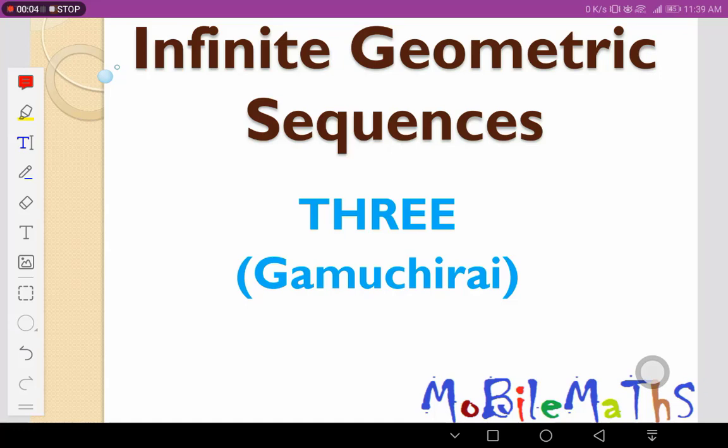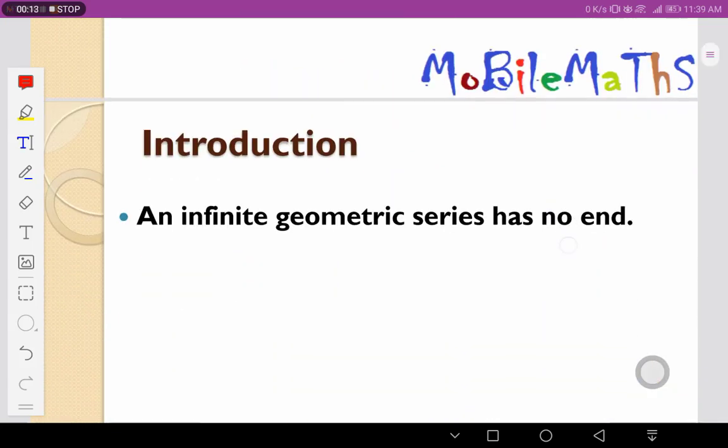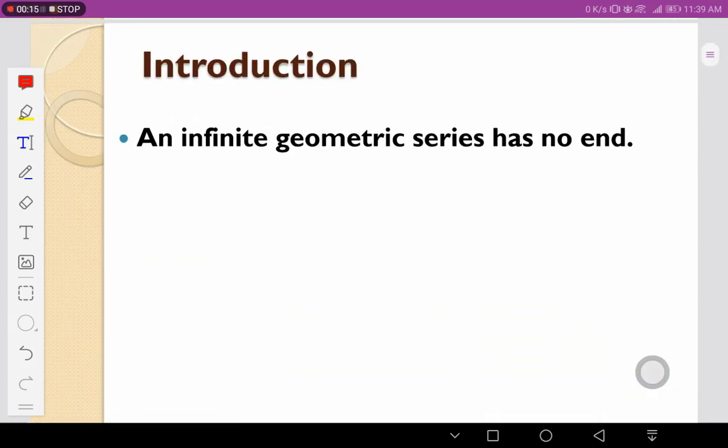Today I want us to look at geometric sequences 3, where we look at infinite geometric sequences. When we talk of infinite geometric series, these are series that have no end. Although an infinite geometric series never ends, it is possible to calculate a value for certain infinite series, and we have a type that we can calculate for. This is normally the converging series.